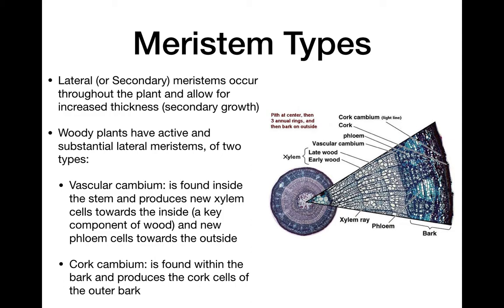The cork cambium is found just inside the bark over here, and it's going to produce the cork cells, which is the outer bark. So the bark of the plant has phloem, and then just outside here, underneath the main outer bark, is the cork cambium. Okay, the cork.